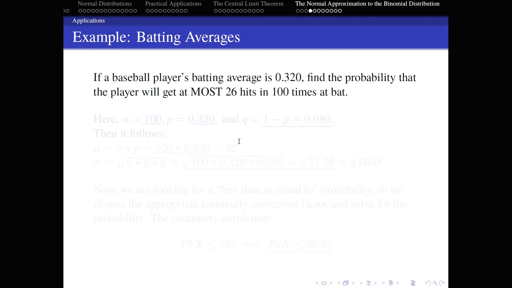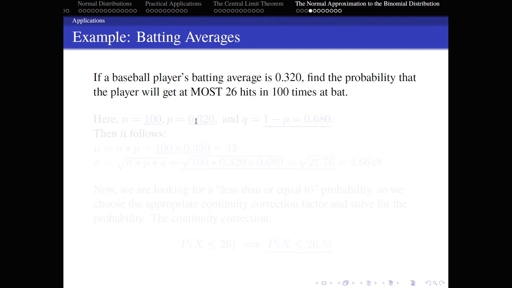All right, so for our first example, we've got a baseball player's batting average. So this is the average number of hits that they get, 0.320. Find the probability that a player will get at most 26 hits in 100 times at bat. So note what's going on here, at most 26. So this is the most that they get.